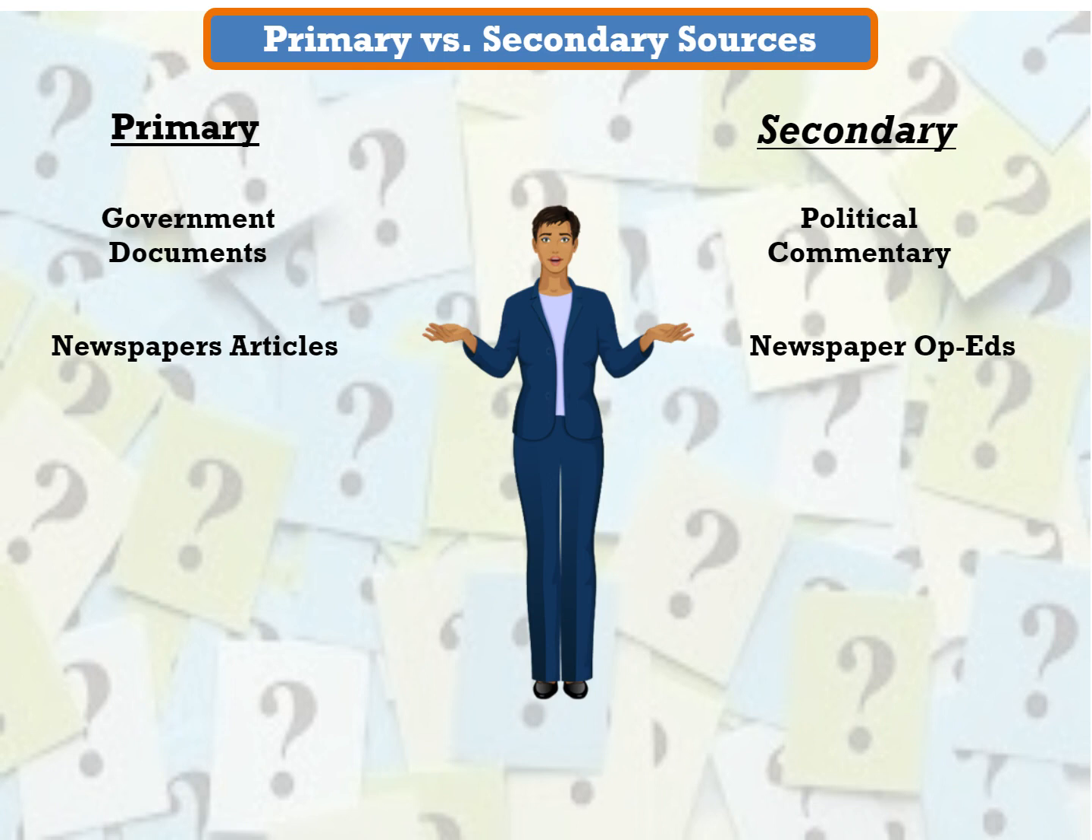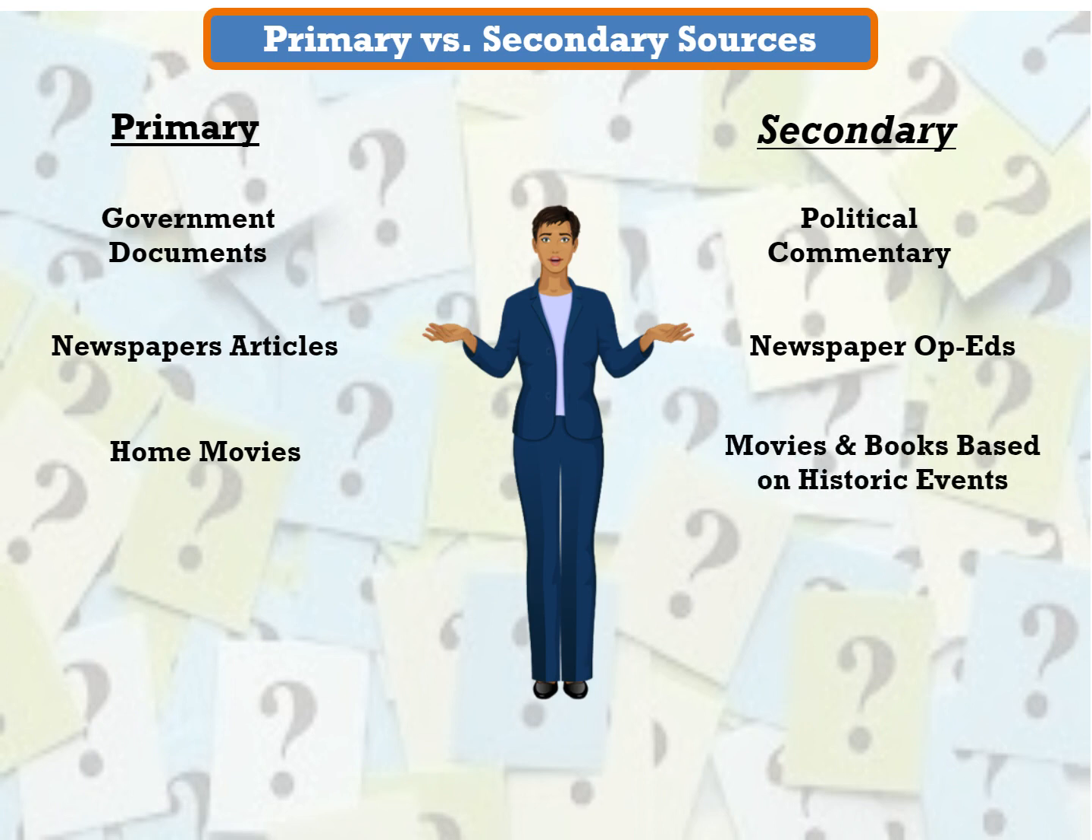However, they are primary sources if the subject of your research is public opinion at the time an event occurs. Home movies, those are unequivocally primary sources. Movies and books based on historic events are secondary sources. They can be quite misleading because a movie or a book claims to be based on true events. However, that writer or director may use literary license or add fictional characters to embellish the story.